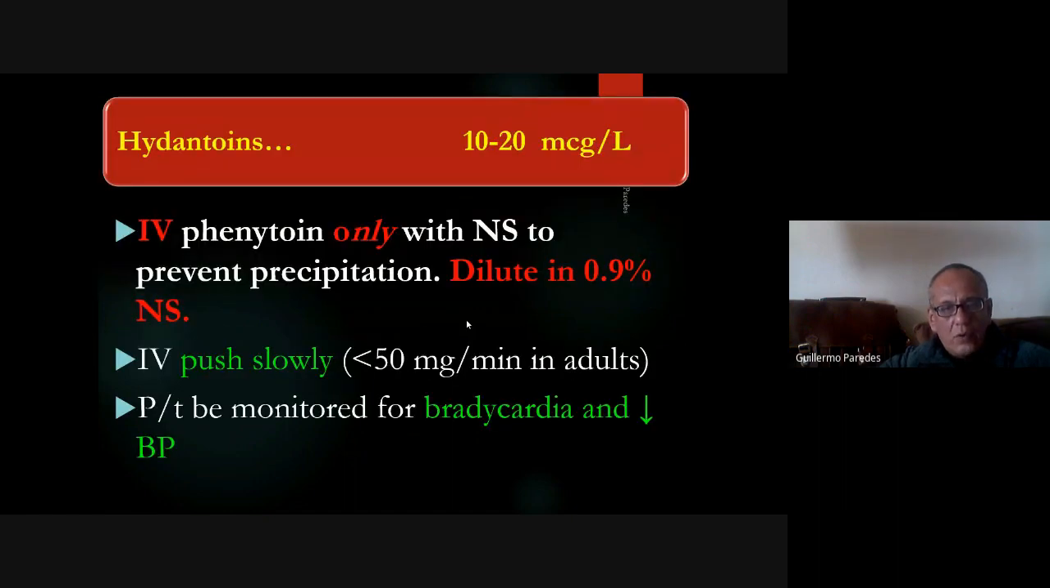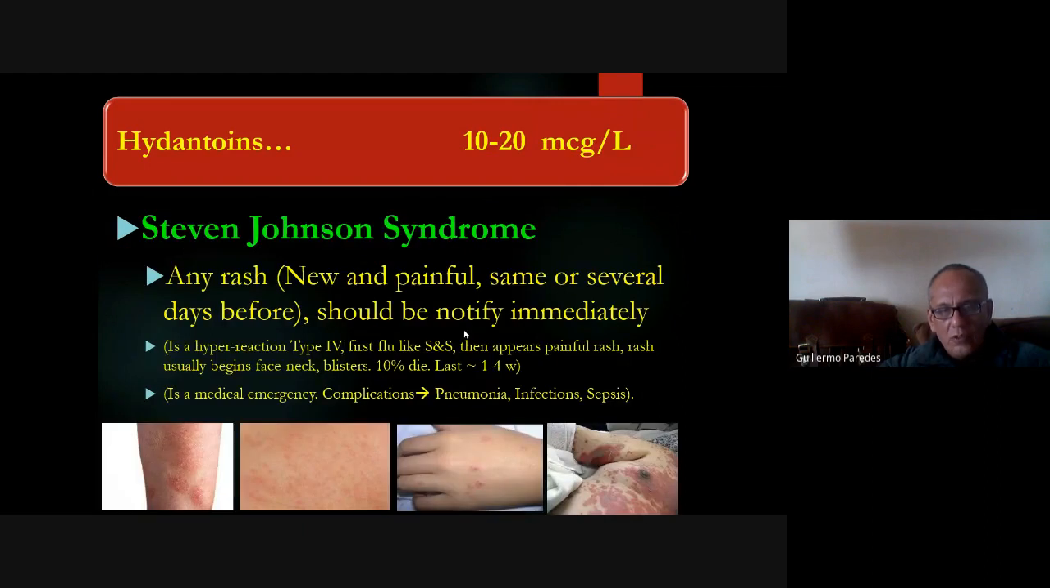Stevens-Johnson too. So carbamazepine, we have the hydantoin, the phenytoin, Stevens-Johnson. They can produce all these lesions because the spread of the skin lesions can produce severe infections. They can go into septicemia. Stevens-Johnson syndrome.